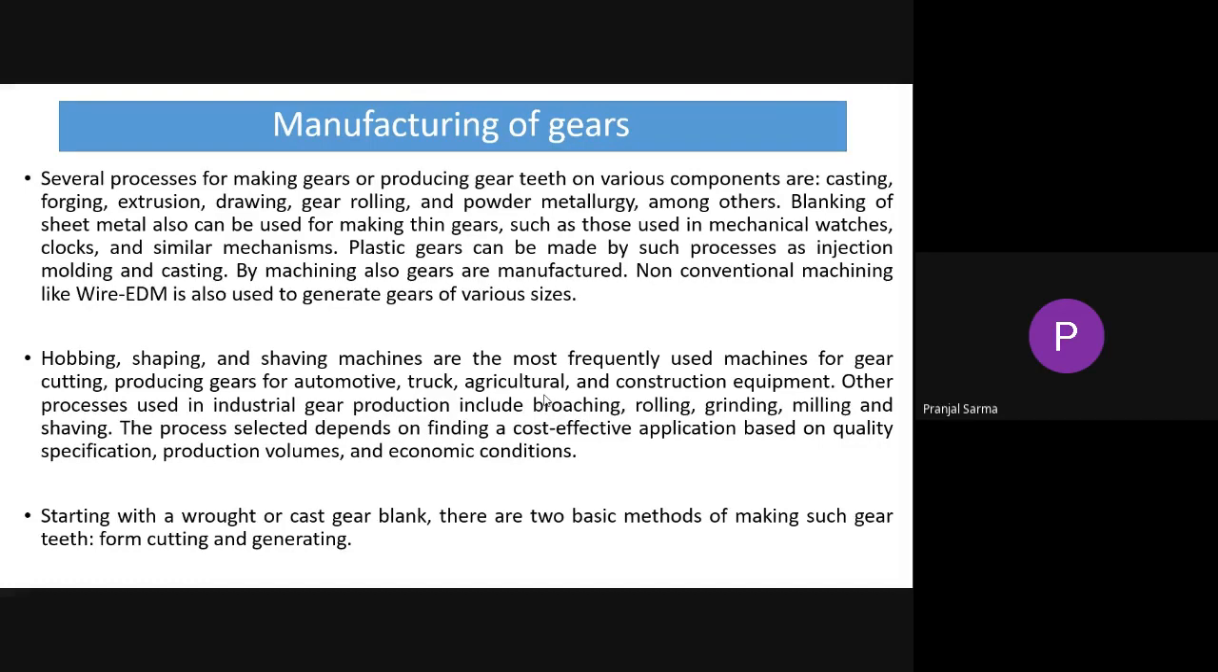Whenever we are talking of making gears, we have to start from a gear blank. Whenever we are talking of manufacturing gears, initially we generally have the gear blank. One of the very versatile metals by which we generally manufacture gears is cast iron. Cast iron gears are very easily available. So starting from a cast gear blank, there are two basic methods of making the teeth of the gear, which are form cutting and generating methods.